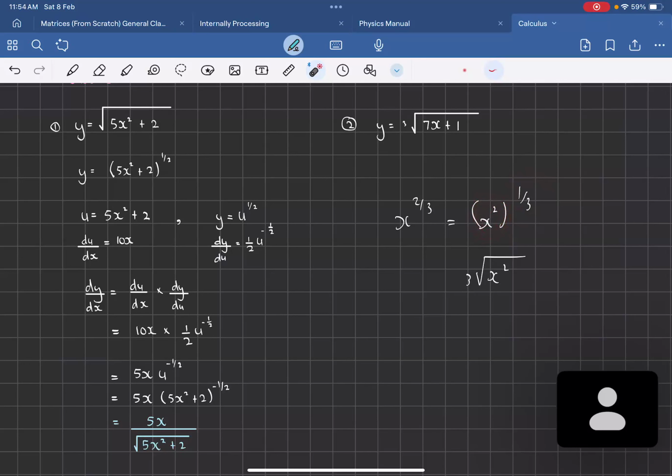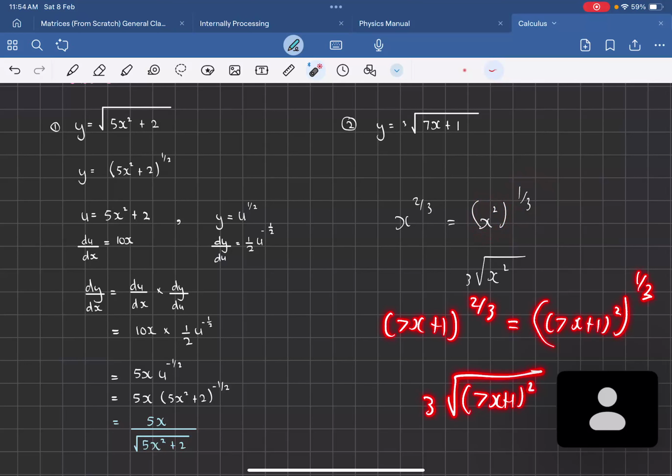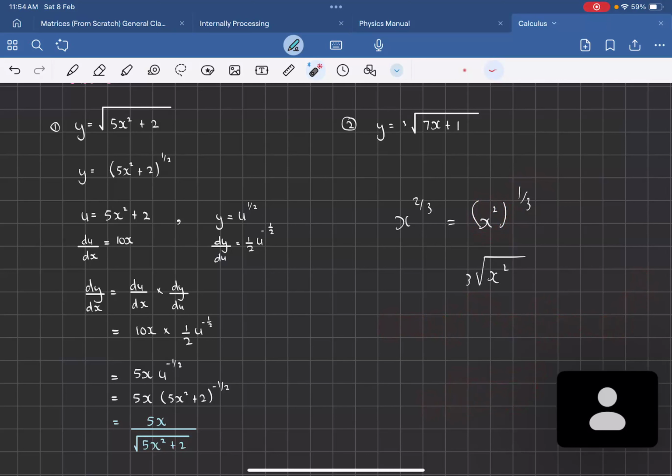So, it's the same thing we're going to do over here, right? We have 7x plus 1 to the power 2 thirds. That's the same thing as 7x plus 1 all squared to the power a third. We know a third is cube root, so that'll be the cube root of 7x plus 1 squared. You catch? Yeah. Nice.